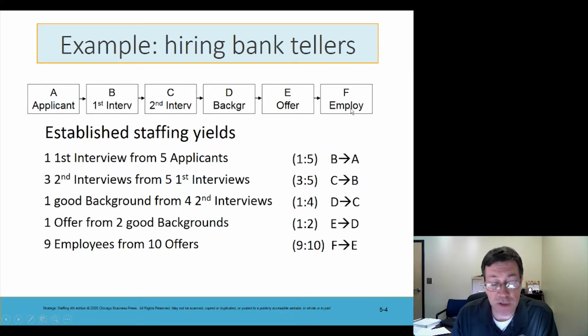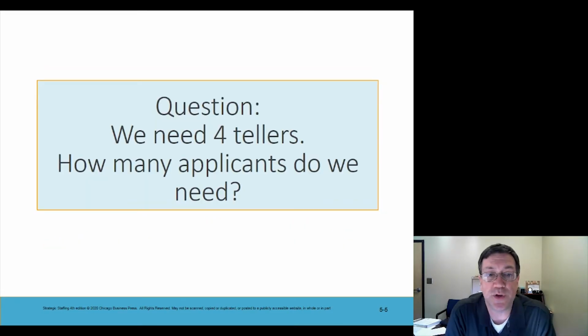Now, given those historic traditional numbers, can we then calculate how many people we need to start with to end up with a certain number, or can we calculate how many people we're likely to end up with if we start with a certain number? So we can work it forwards or we can work it backwards. Let's look at an example here of how this works. And let's say the situation is that we need to have 4 tellers. Given those historical relationships with our staffing yields, how many applicants do we need to get 4 tellers?